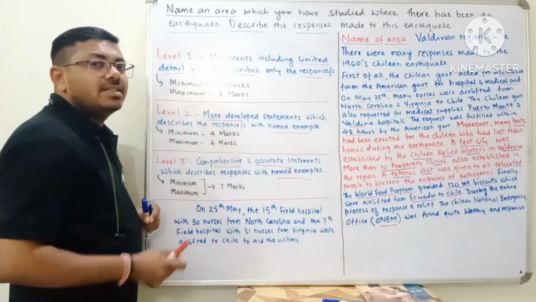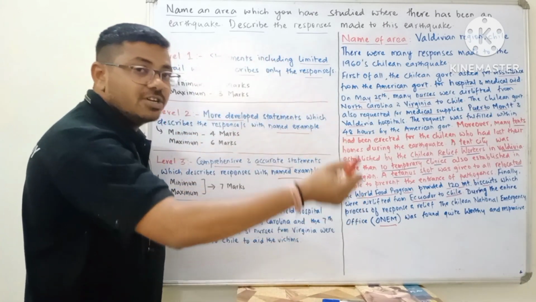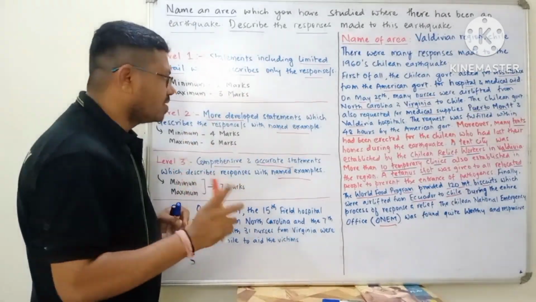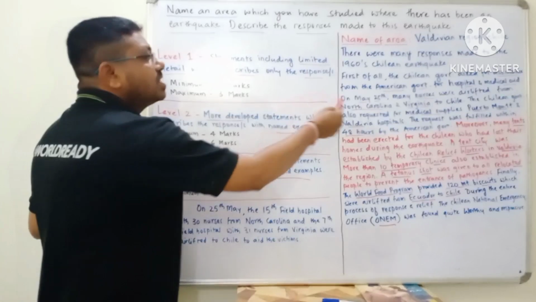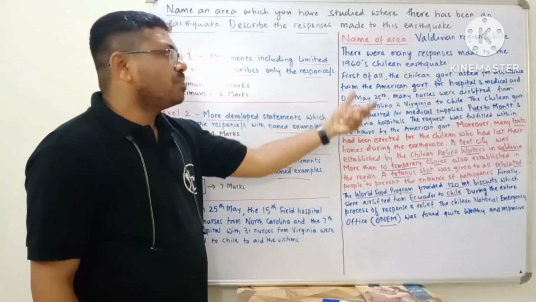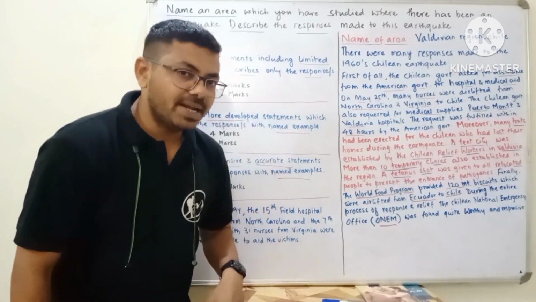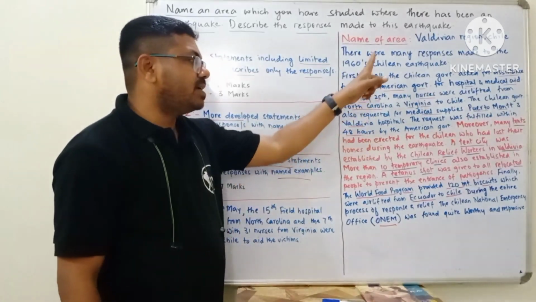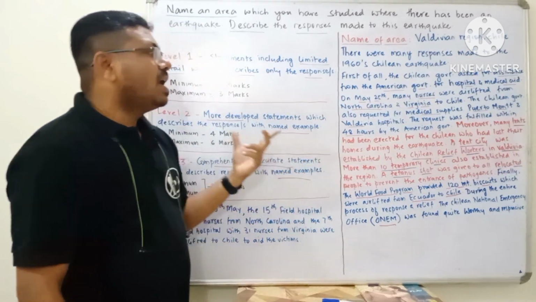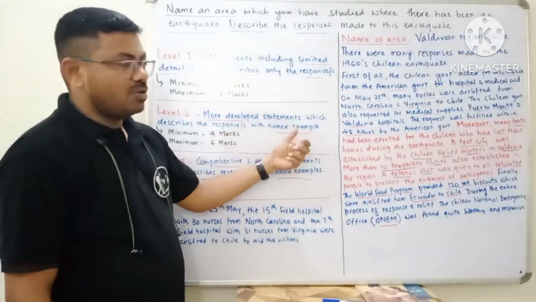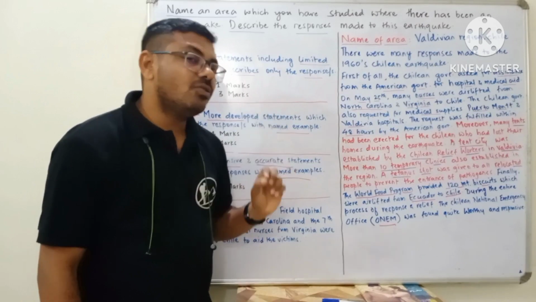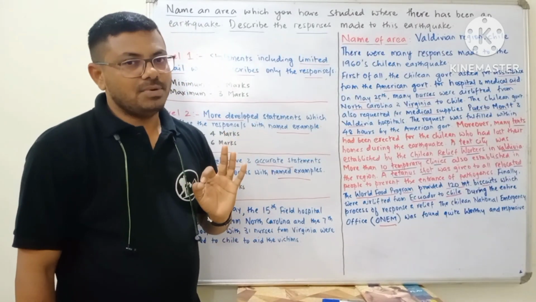It is clearly written that the Chilean government requested medical assistance from the American government. It means that these statements are developed, which describe the responses with named examples. So in response to the request, America sent nurses and medical supplies from North Carolina and Virginia to Chile. It means that North Carolina and Virginia are the named examples. Also, Puerto Montt and Valdivia hospitals are also named examples.